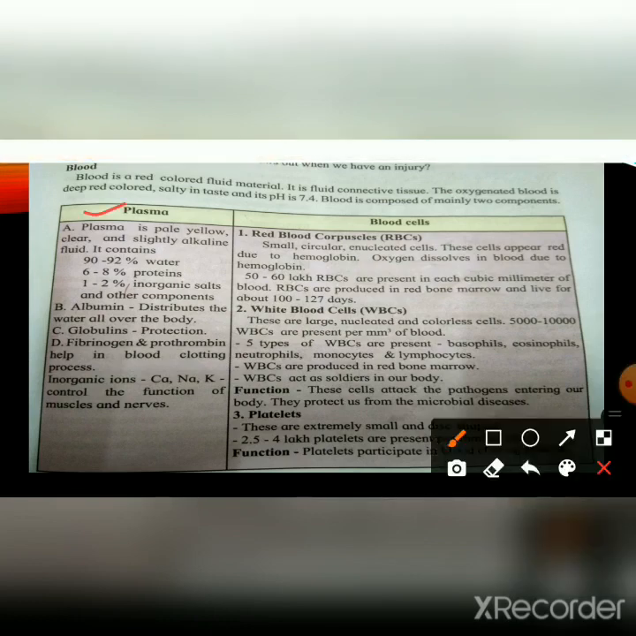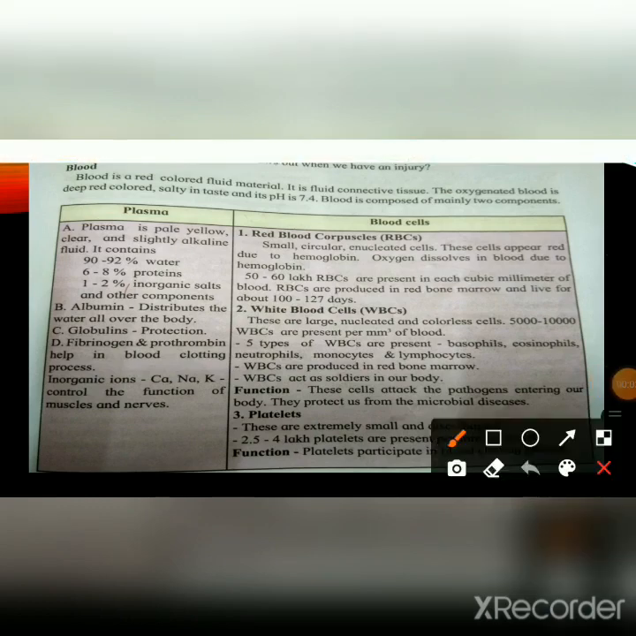It is plasma. Plasma is a pale yellow colored, clear and slightly alkaline fluid. It contains 90 to 92% water, 6 to 8% proteins, and 1 to 2% inorganic salts and other components. Albumin distributes the water all over the body. Globulin helps in protection. Fibrinogen and prothrombin help in the blood clotting process. Inorganic ions, that is calcium, sodium, potassium, control the function of muscles and nerves.